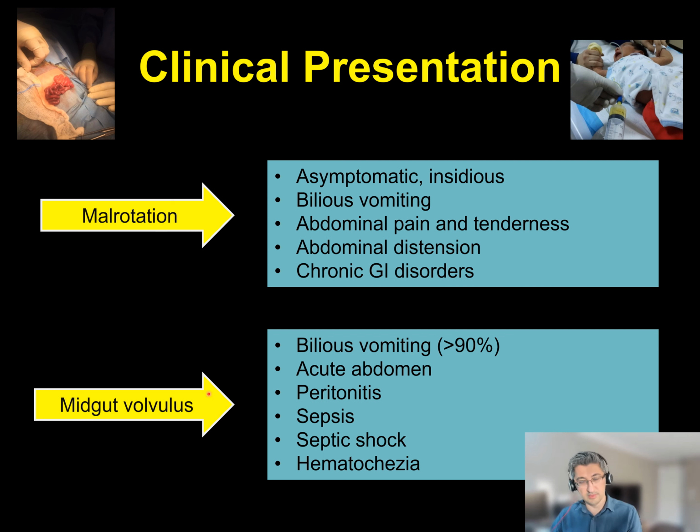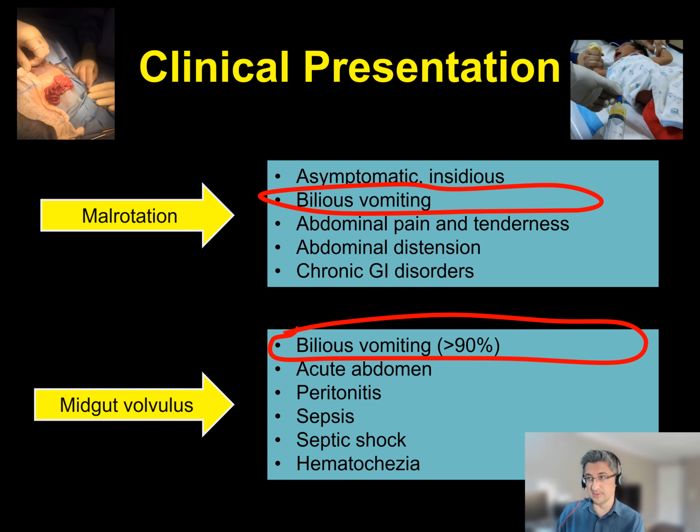In malrotation and midgut volvulus, the presentation may be different. Malrotation is usually asymptomatic, could be insidious, could present with bilious vomiting. There could be abdominal pain and tenderness, abdominal distension, chronic GI disorders, or it can be completely asymptomatic. However, midgut volvulus usually presents with bilious vomiting, more than 90%. They present as acute abdomen, peritonitis, sepsis, septic shock, and hematochezia. Bilious vomiting is very important.